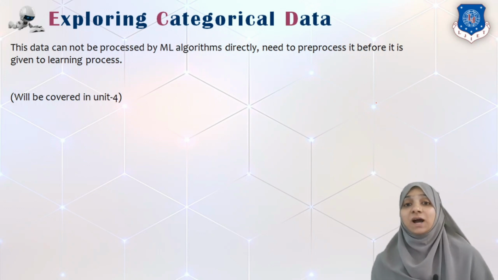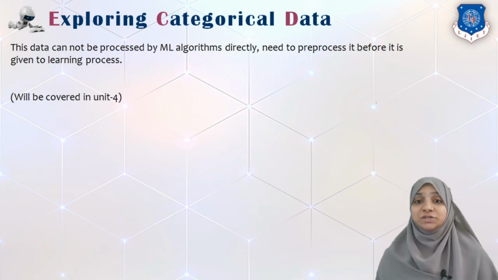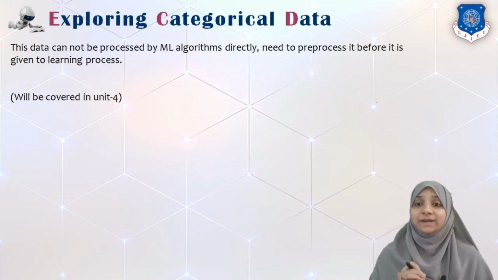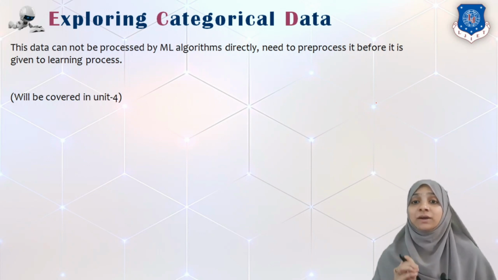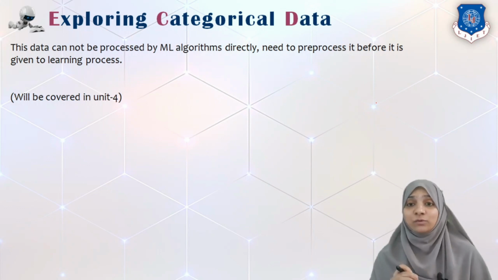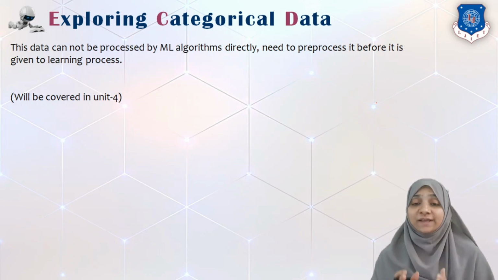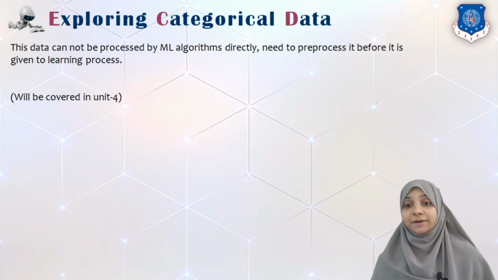Now we have seen how to measure and how to see insight of numerical data. But how to see meaningful insight of categorical data? Remember, categorical data does not have numerical values like 1, 1.5 and so on. They actually have textual input. It can be nominal or it can be ordinal data.